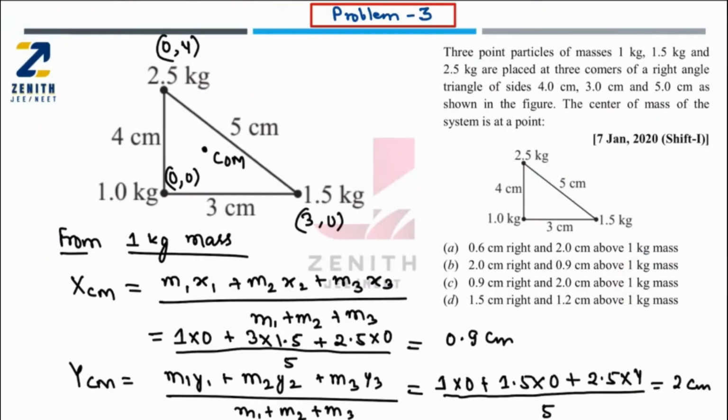Now this position, x center of mass and y center of mass, you have calculated from the position of the 1 kg mass. So that means this x center of mass and y center of mass is nothing but 0.9 centimeter, and y will be 2 centimeter above. 0.9 centimeter right and 2 centimeter above. That means option C will be the correct answer. So choice C is the correct answer. Okay, so in this particular session, I have discussed if these point masses are acting, how to calculate the center of mass of the system of particles.